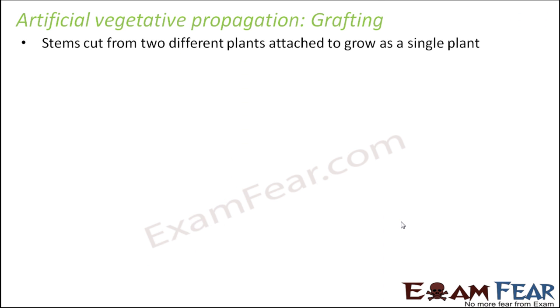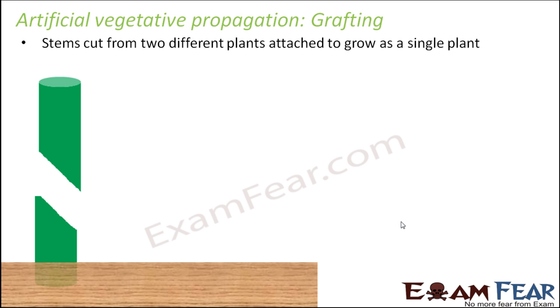Then the third technique, that is grafting. What happens here? The stems cut from two different plants are attached to grow as a single plant. Sometimes we want to combine the traits of two plants. Let us suppose you have one rose plant in your house which gives you red roses, and another plant which gives you yellow roses. Now you want a plant which gives both red and yellow roses. So what do you do in that case? You take one stem from each plant and make those two stems grow as a single plant.